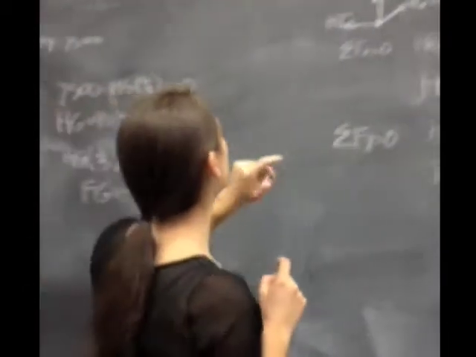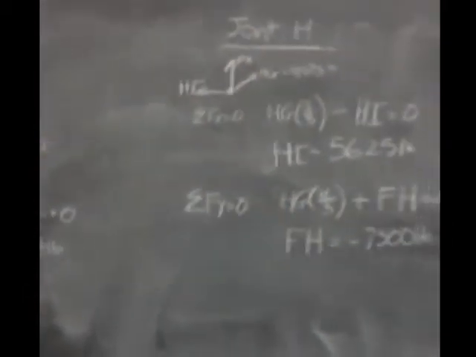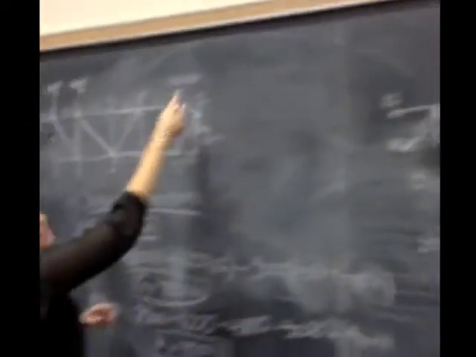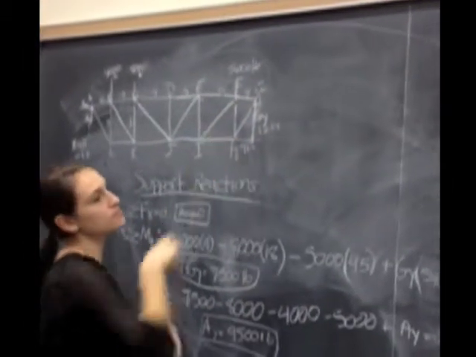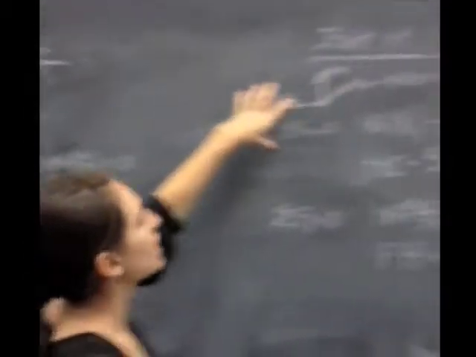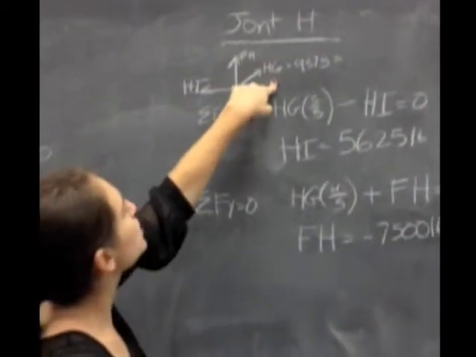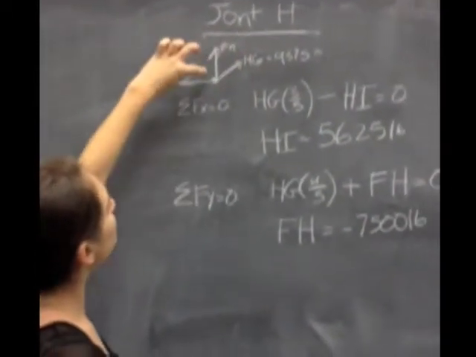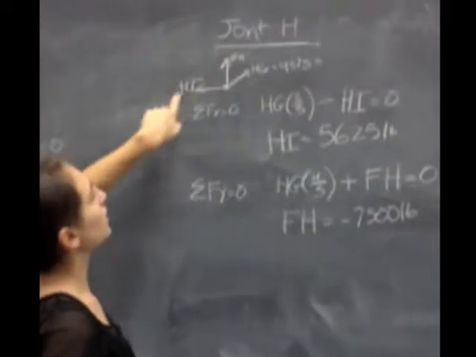So we're going to move on to joint H after, just looking at the main diagram if you want to. We're starting at G, then to H. So just redrawing what's at H, we have this HG going in that diagonal direction, FH, and HI.